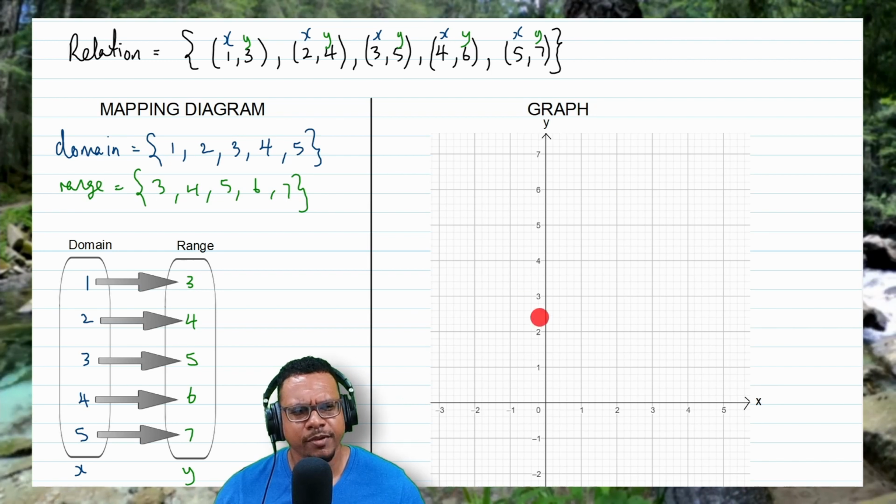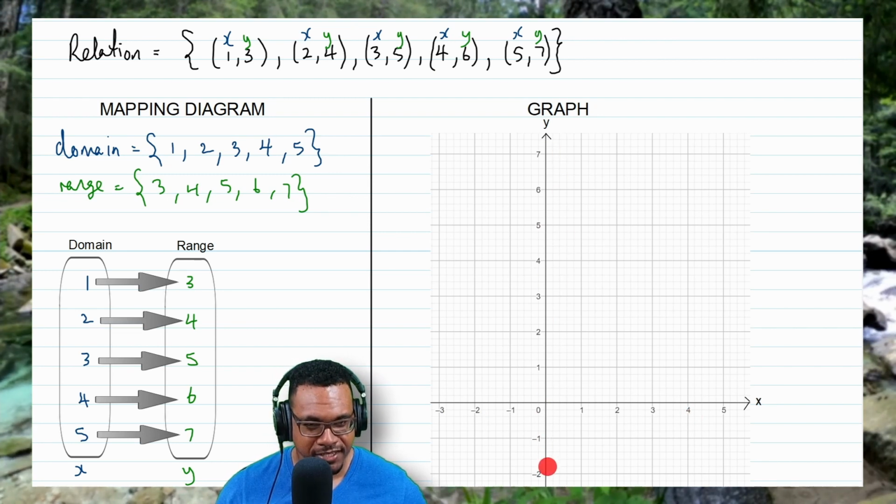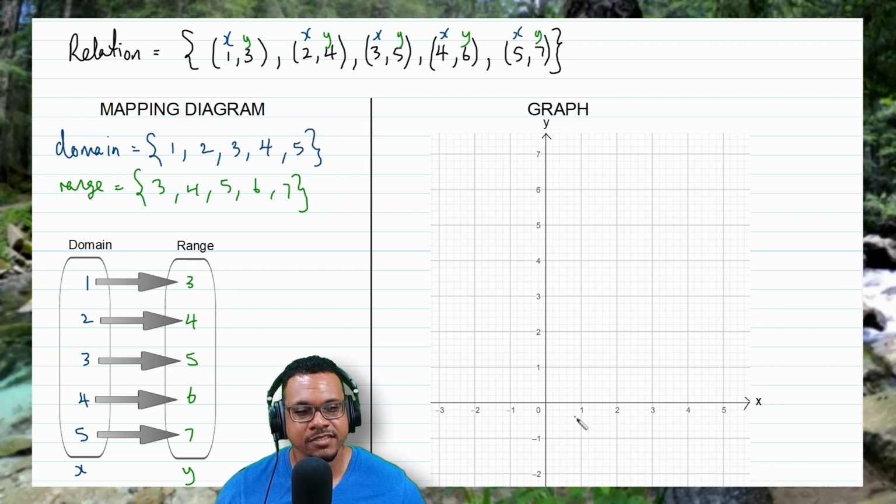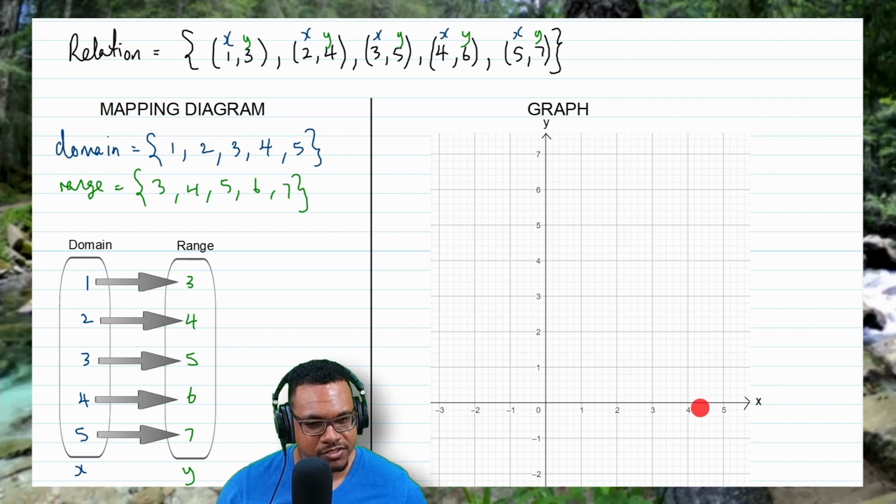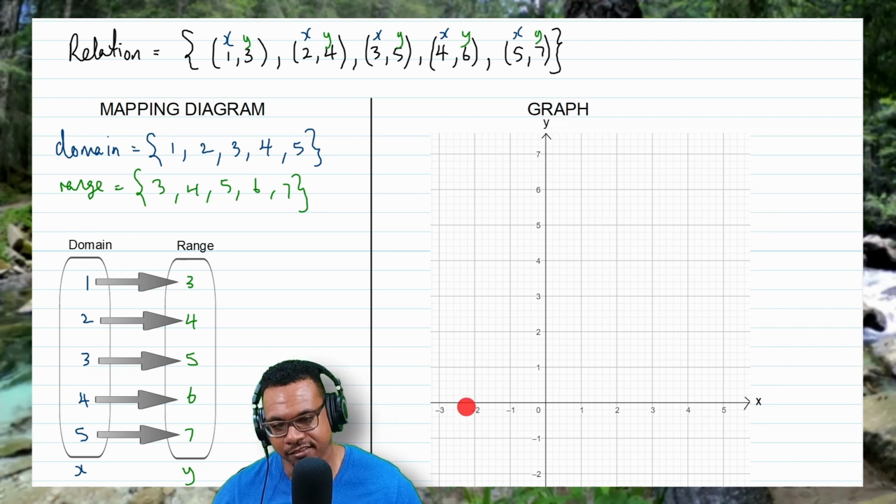All right, so before I draw my graph, what I have here is what we call the Cartesian plane, which is two number lines intersecting at 90 degrees. So this is a vertical number line. So the top part is positive numbers and the bottom part will be negative numbers. This here is a horizontal number line. So to the right is positive numbers and to the left is negative numbers.